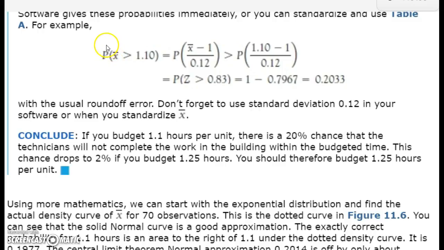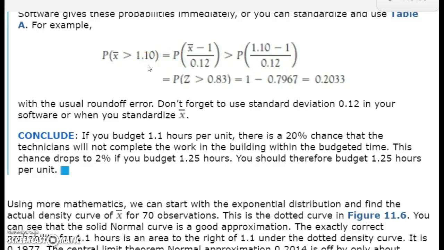So what we really are asking is, what's the probability that our sample mean, again, we're sending out this technician for 70 different air conditioners, what's the probability that the average time he or she spends working on those air conditioners is greater than 1.10 hours?